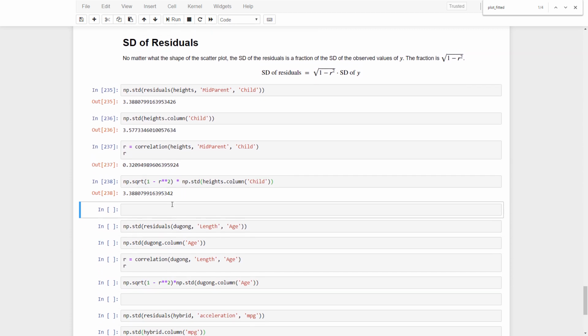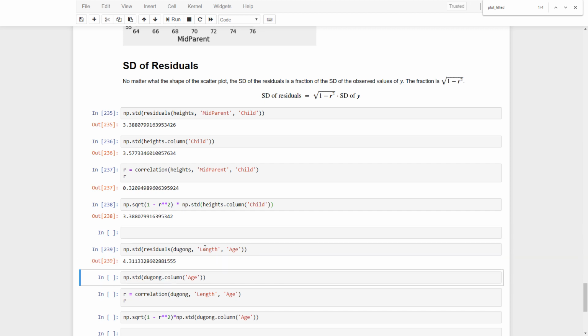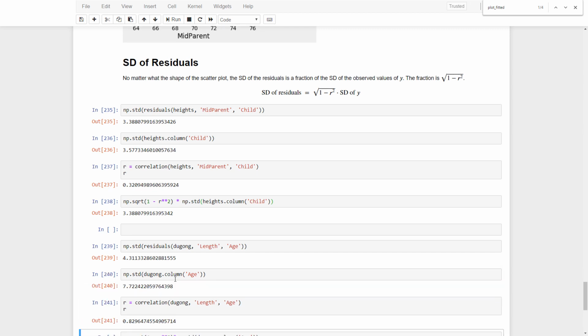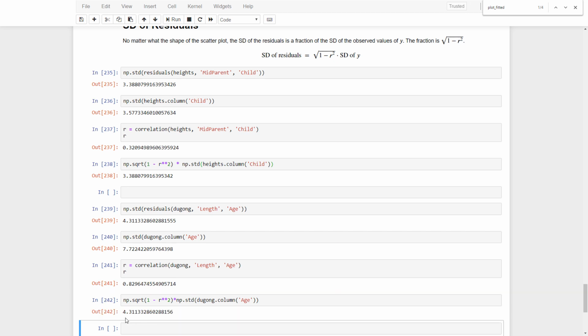Let's try that on another data set, which is the Dugong data set. Here is the standard deviation of the residuals. Here is the standard deviation of the age. Here is the correlation, and here is the square root of 1 minus r squared times the standard deviation of the y values, which is, as you see, exactly the same as the standard deviation of the residuals.